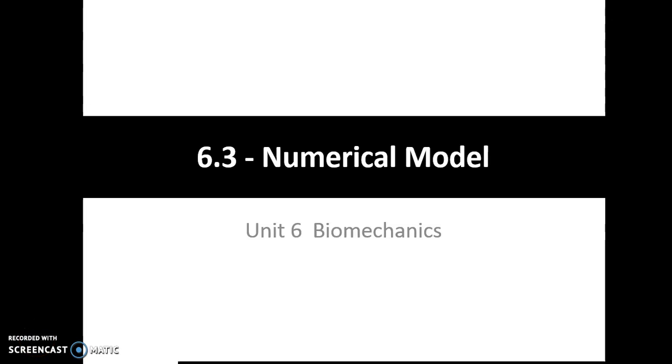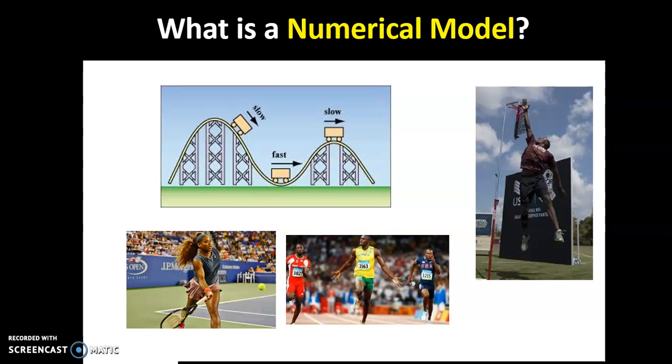So this is 6.3 numerical model. So what is the numerical model? The numerical model uses numbers and results from tests to compare certain aspects of a performer's attributes and can be used to create an ideal model with the ideal components for their sport. It uses tests and components such as kinematics and kinetics.